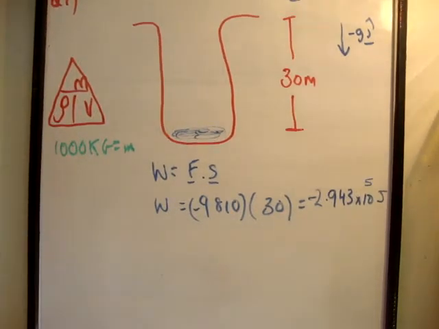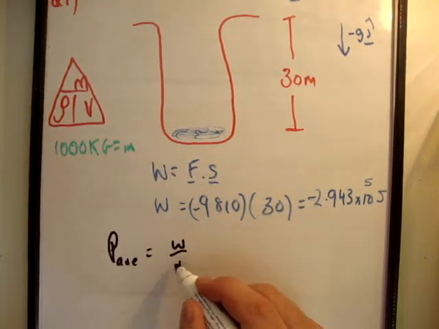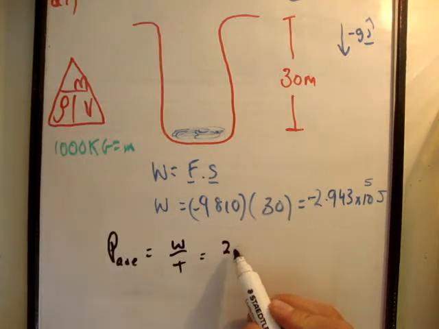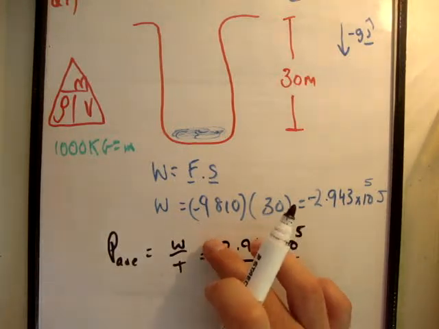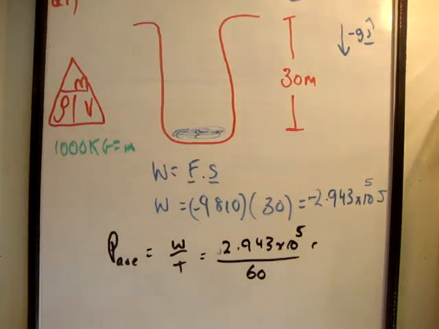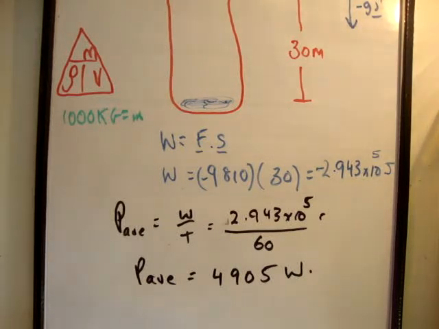Next we need to find the power output. So P average is equal to the work done over the time. So it's work done per minute. So if it's 2.943 times 10 to the 5 joules per minute, or the magnitude of it, excuse me, it's done that every 60 seconds. So divide our answer by 60 and we get an answer of the average power equal to 4905 watts. And that is it.